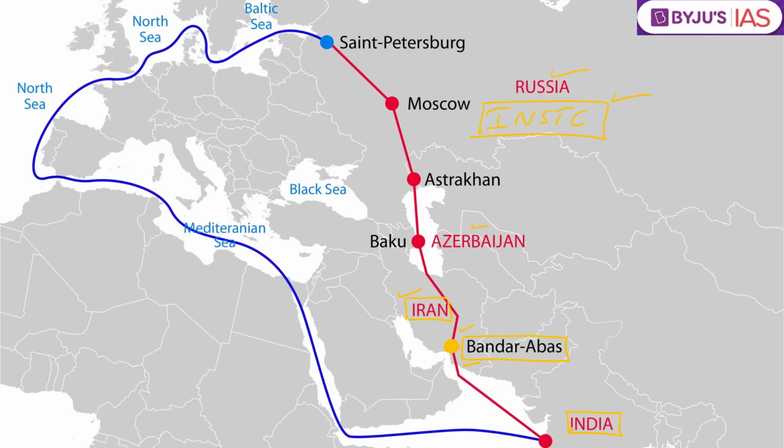INSTC stands for International North-South Transport Corridor, which is seeking to build a shorter route between India and Russia, as well as between India and Europe. Because the traditional route between India and Europe and Russia passes through the Arabian Sea, then crosses the Gulf of Aden and the Bab el-Mandeb Strait over here, enters the Red Sea, crosses the Suez Canal, and then reaches the Mediterranean Sea and navigates all along the Atlantic Ocean and then reaches Europe and Russia.